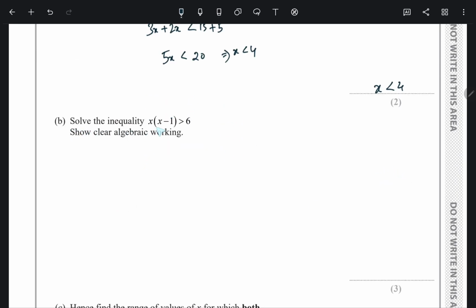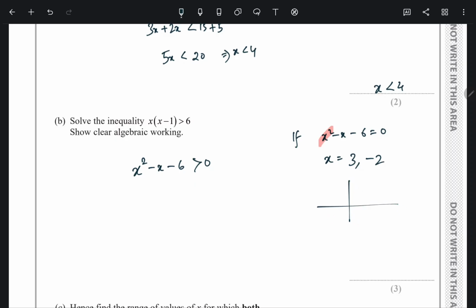Question B. Solve the inequality x into x minus 1 more than 6. So that's a quadratic inequality. So x squared minus x minus 6 is more than 0. Now, if x squared minus x minus 6 were equal to 0, then we'll get two solutions for this, 3 and minus 2. Okay, now this quadratic will be a smiley face because the coefficient of x squared is positive.